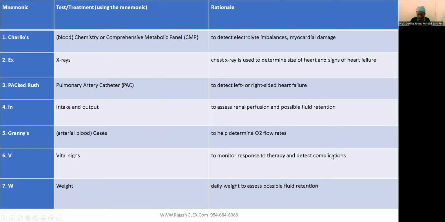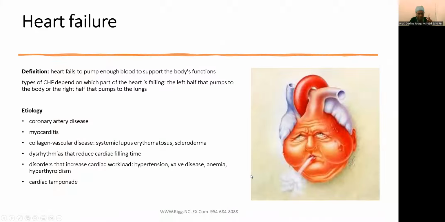We're always monitoring the vitals, that you knew. And I've already talked about the weight. We don't want any weight gain. It's not real weight gain.